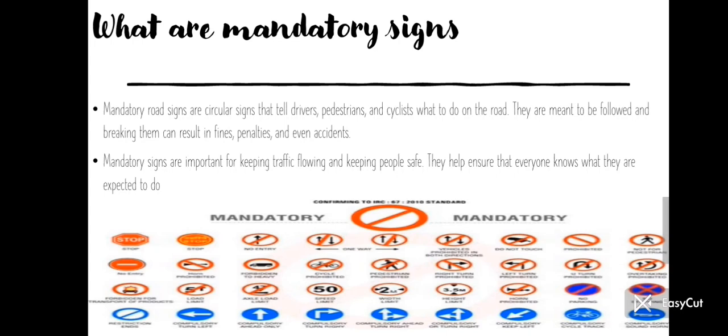And there are some mandatory signs which are in blue color. They tell you that you can go in this direction, and compulsory turn right. These are compulsory signs showing where you have to go. In the mandatory signs, these signs are very useful. They tell us it is compulsory to go over there.